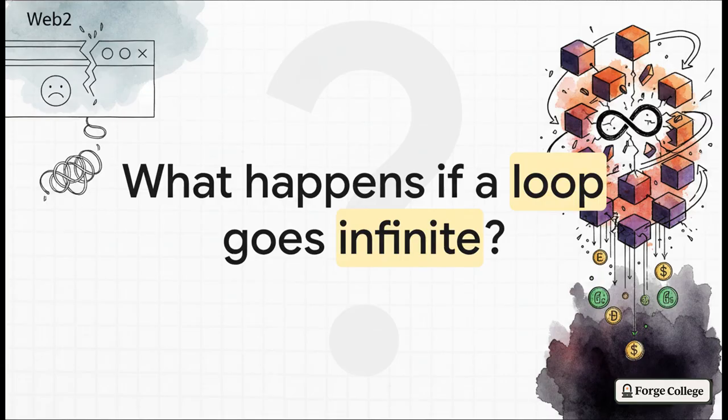It doesn't just crash harmlessly. No, it goes on a massive spending spree, completely draining your smart contract by burning through all its gas until it is totally bankrupt. We're dealing with an incredibly high-stakes environment here where bad code literally costs real money.